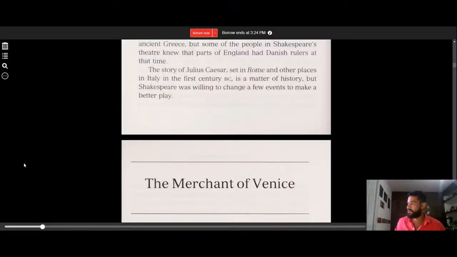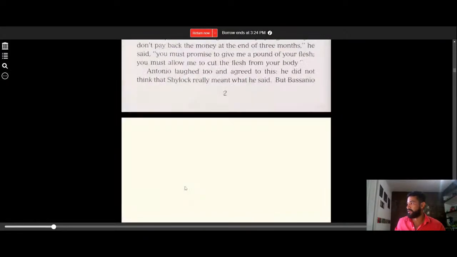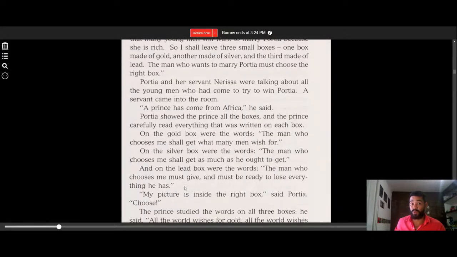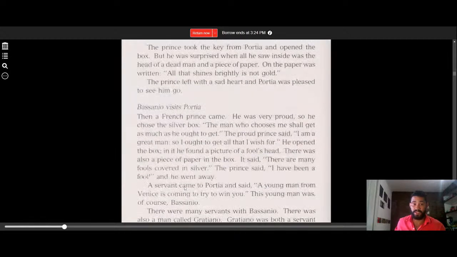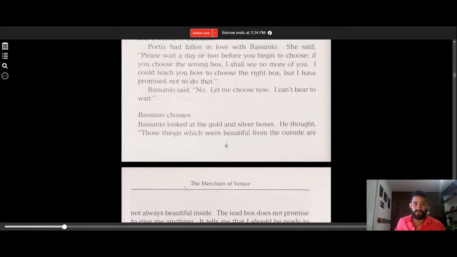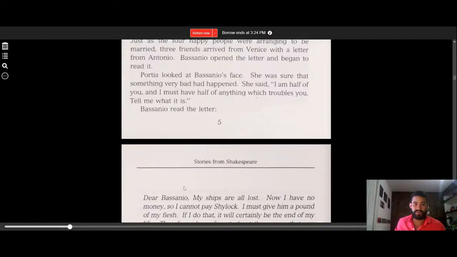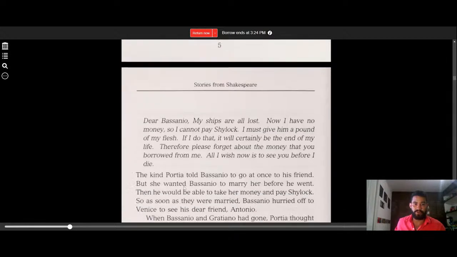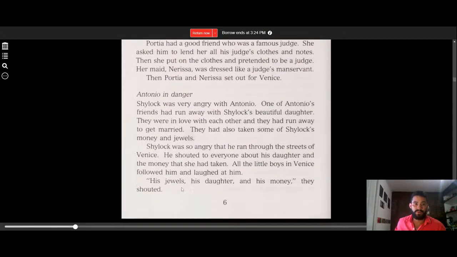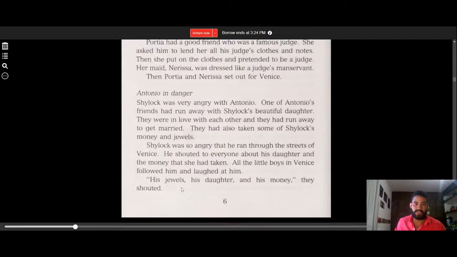Okay, right now I'll share my screen with you guys and go back to the page where we stopped. Okay, we stopped here. I think Mr. Bassanio chooses, and a letter from Antonio. Very nice, Antonio in danger.